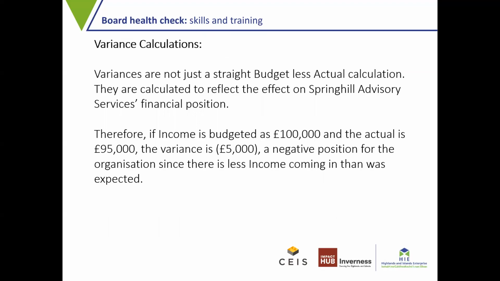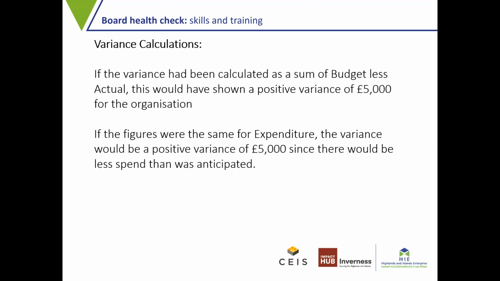So just something to note about the variances on the income and expenditure account. The variances are not just a straight budget less actual calculation. They are calculated to reflect the effect on Spring Hill Advisory Services' financial position. Therefore, if income is budgeted at £100,000 and the actual is £95,000, the variance is minus £5,000, a negative position for the organisation since there is less income coming in than was expected. If the variance had been calculated as a sum of budget less actual, this would have shown a positive variance of £5,000 for the organisation. And then if the figures were the same for expenditure, the variance would be a positive variance of £5,000 since there would be less spend than was anticipated.